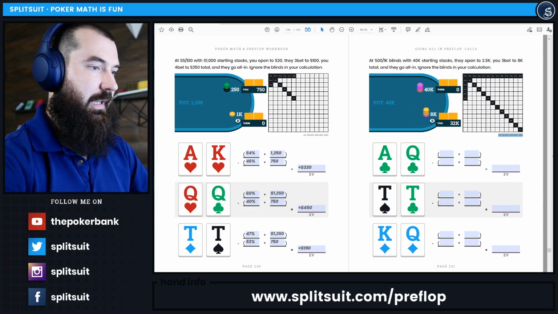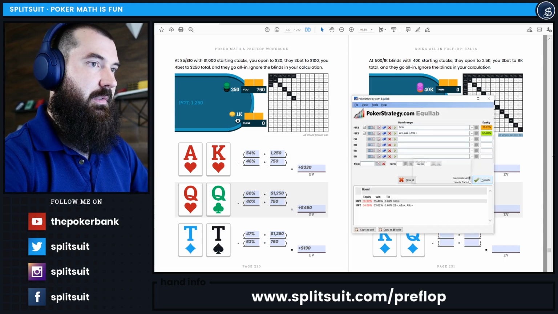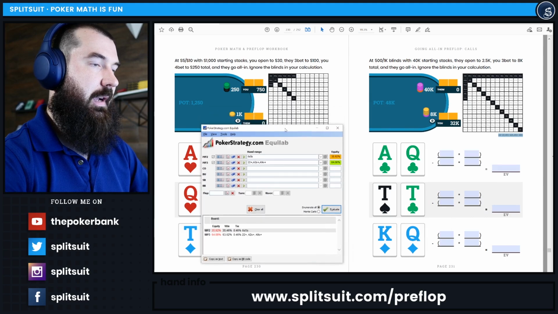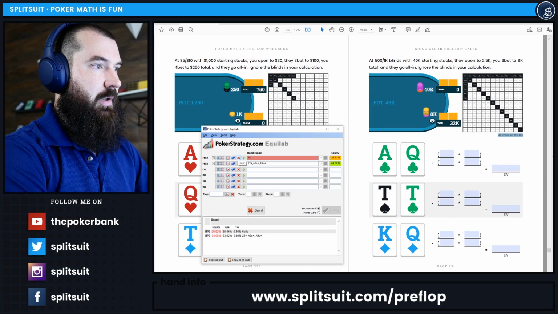So I'm just going to copy that range again, plug that into Equilab, paste, and let's start rocking and rolling. So same thing, except cards are obviously different this time.